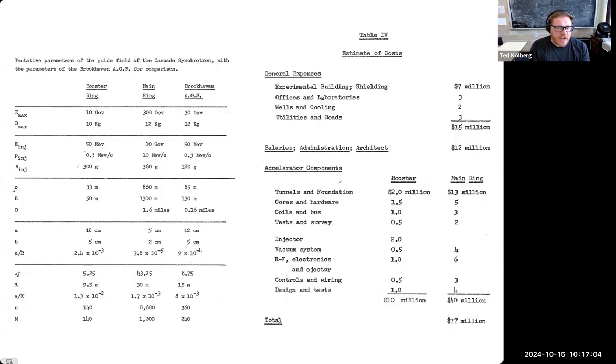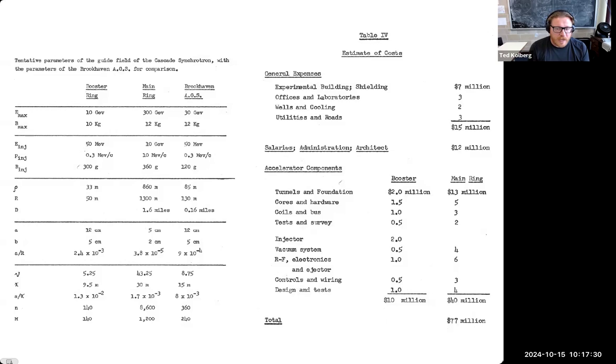Here you see from that same report some initial estimates of the parameters for this multi-hundred GeV machine, and also an estimate of the costs. Our cost estimates have gotten a little more sophisticated since then, but you see that this thing is coming in at a price of under 100 million. In the end, it's going to cost more because it's built later in time than these initial estimates.